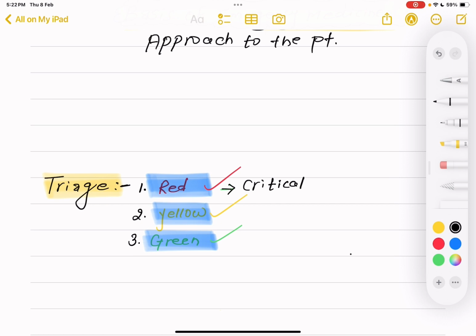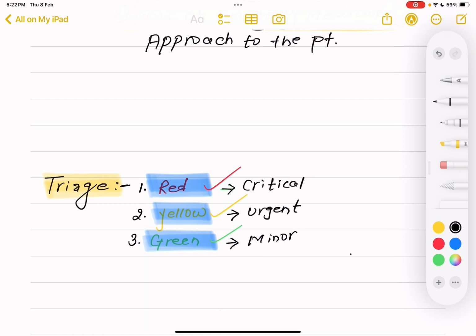Similarly, in the yellow room or yellow triage, urgent patients are kept. Similarly, in the green one, minor patients, with minor severity scoring, are kept.